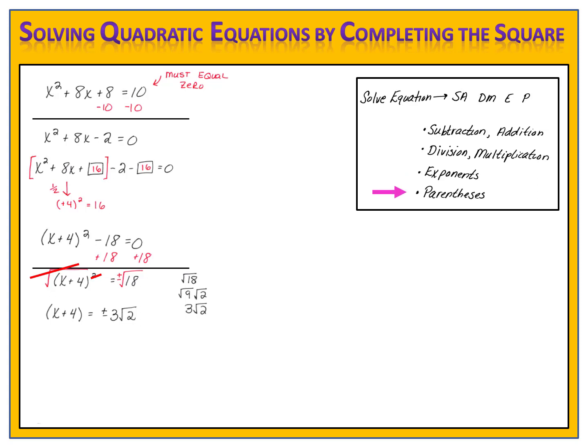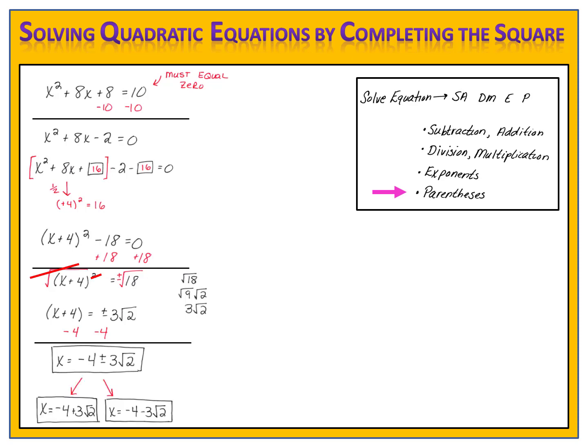The last step is to deal with the parentheses. In the parentheses we have plus 4, so we subtract 4 from each side. x equals -4 plus or minus 3 square roots of 2. Remember, you can leave your solution like this, or you can write it as two separate solutions. x equals -4 plus 3 square roots of 2. x equals -4 minus 3 square roots of 2.